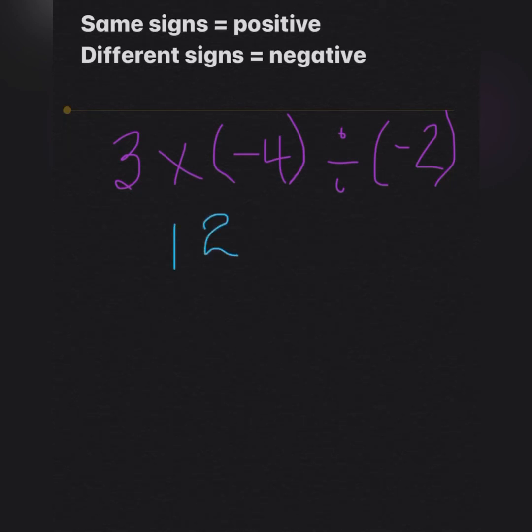Do they have the same signs or different signs? We have a negative here. Because we don't see a sign, we know that it's positive. The signs are different, so we get a negative 12 divided by negative 2.